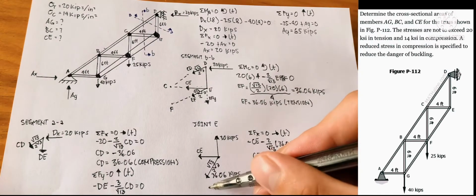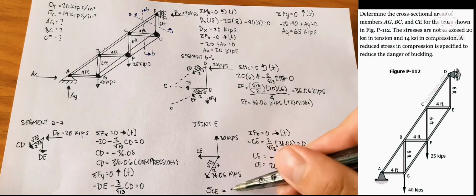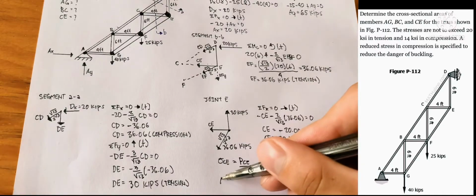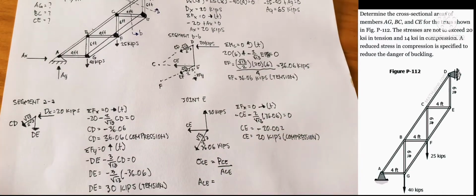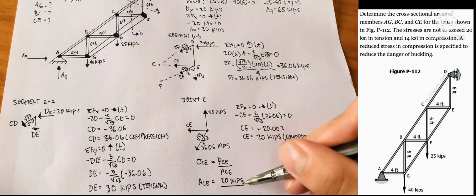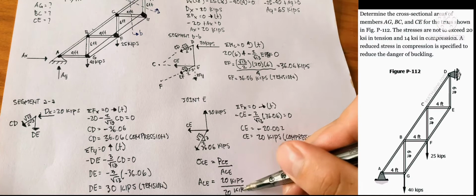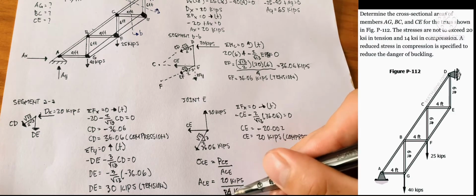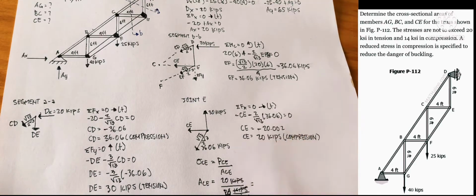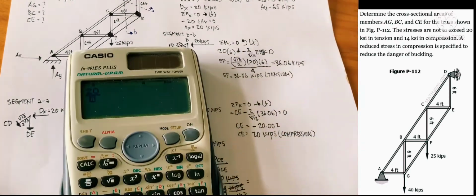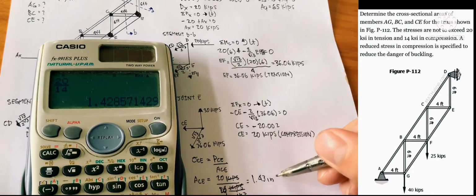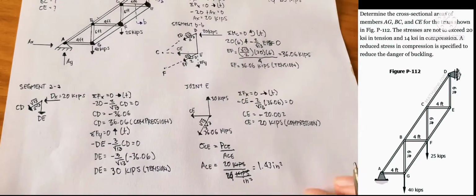So in our problem, we have a restriction of 14 kips per square inch, or ksi, for members that are in compression. So we'd have 20 over 14, which is 1.43 square inches.